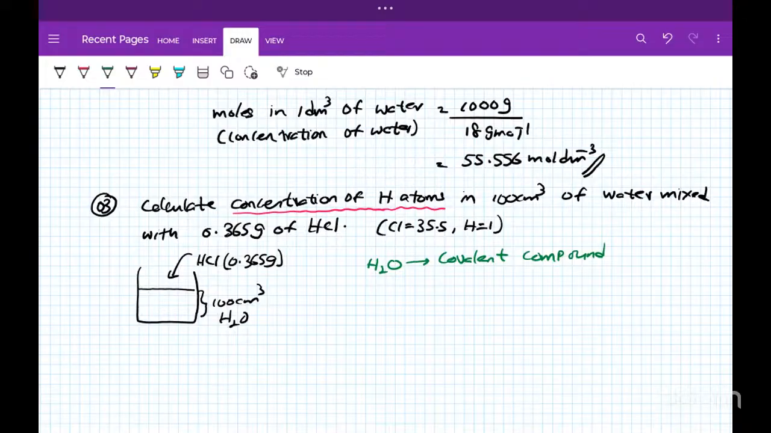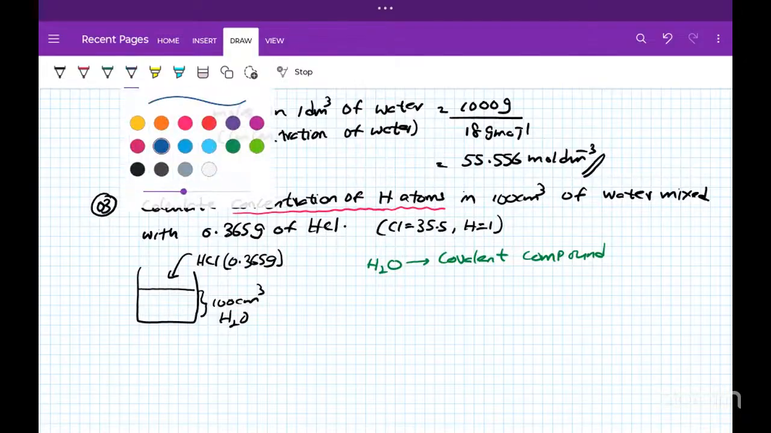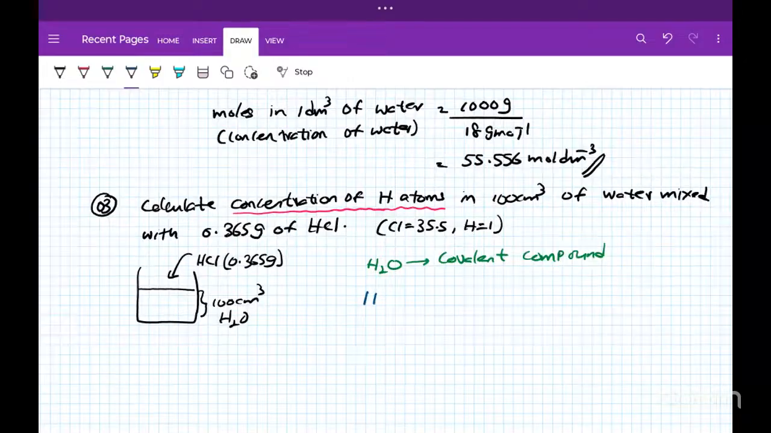Here no such thing is considered. H2O will be as it is. So H2O is not producing hydrogen atoms to the medium. Now let's take a look at HCl.